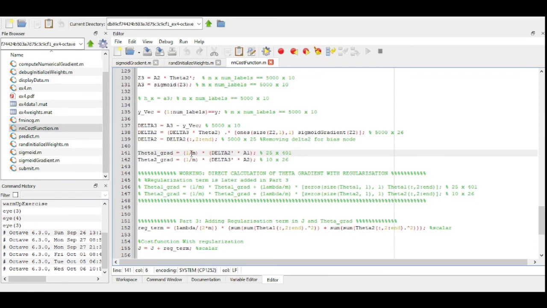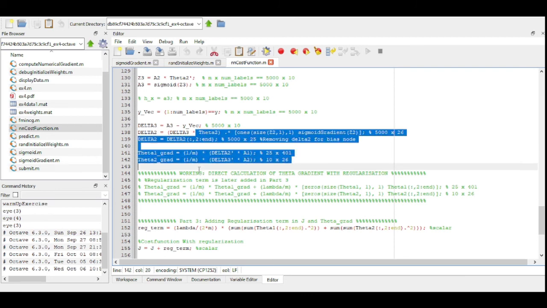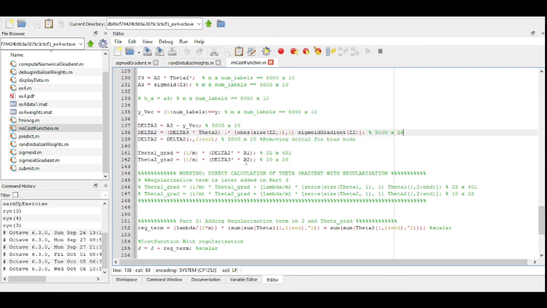We are just doing the multiplication 1 by m to get the theta 1 gradient, 1 by m into delta 2 transpose into a1. So here a1 is nothing but the input, right? And theta 2 gradient is 1 by m delta 3 transpose into a2. So a2 is the output for the second layer, right? So this is how we can calculate theta 1 and theta 2.